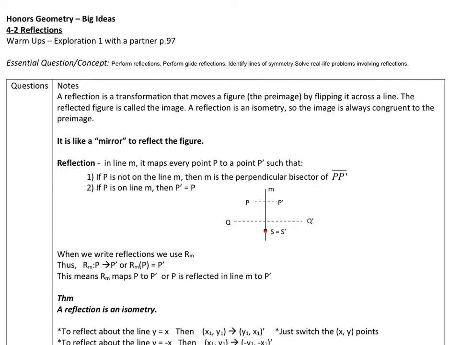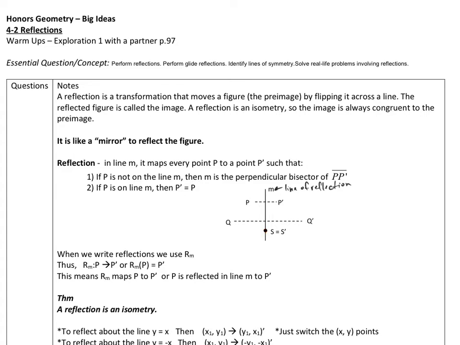Now, if you are on this line of reflection, that's what M is called, the line of reflection. If you are on the actual line of reflection and you flip it, you don't go anywhere.